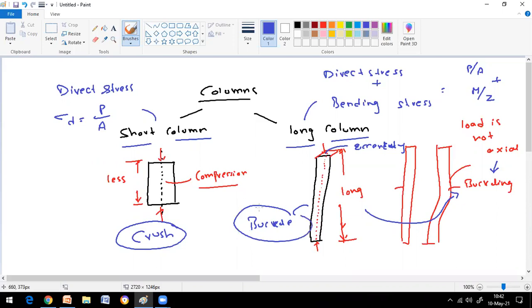Right, so that is the reason why. The long columns will have both direct stress and bending stress. So that is what we are going to study here.